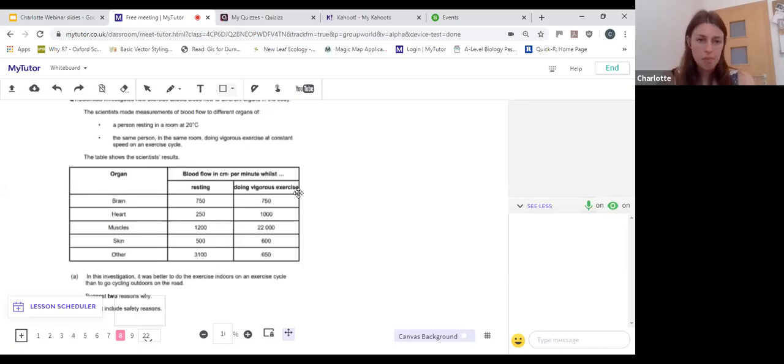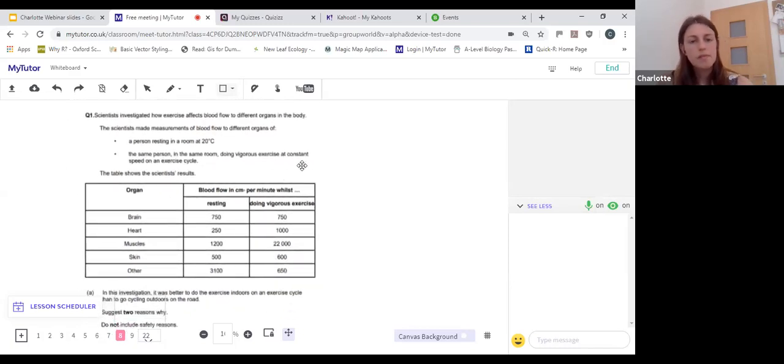Okay, so let's start. This is an experimental question. For respiration, this is a prime topic for experimental questions, so questions that test your scientific thinking and also your knowledge of respiration as well.